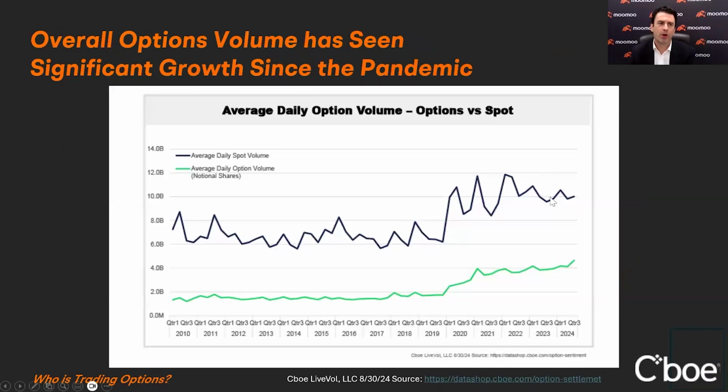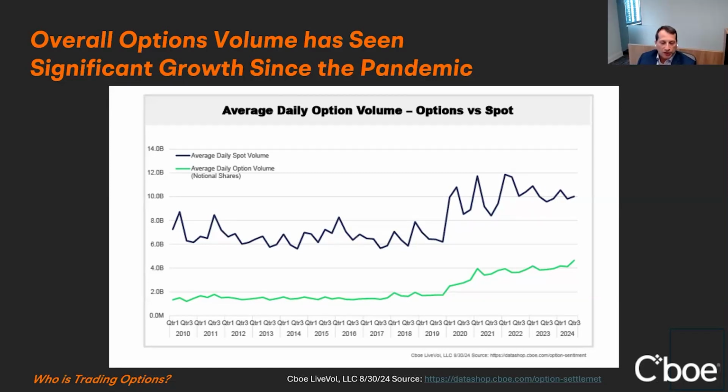And then, moving on to this next slide, this is some of the Cboe data. Here we see overall options volume has seen significant growth since the pandemic. And part of that, I want to ask you, Vince, is what percentage of that options activity is retail, and how has that changed?